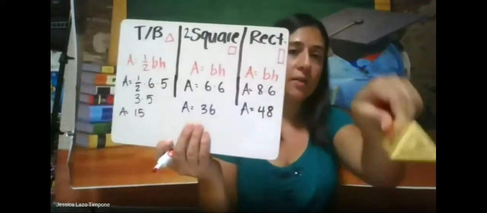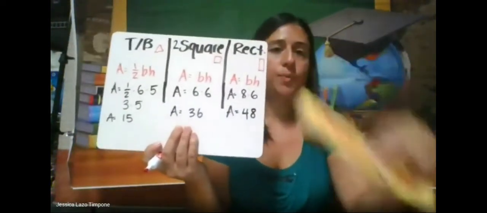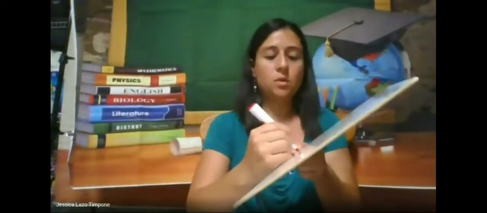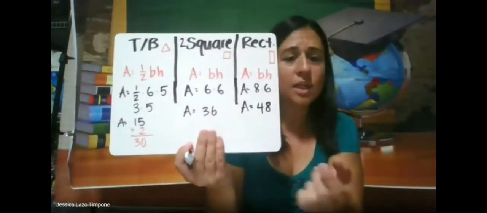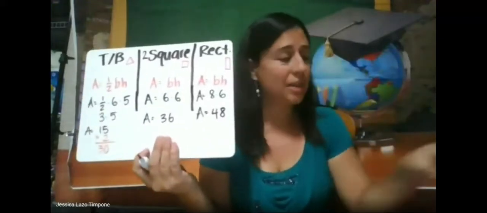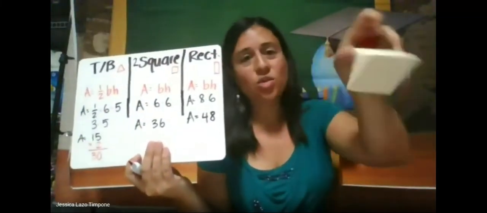Then I'm going to multiply it by how many I have. So how many triangles did I have? I had 1 and 2. So I'm going to do 15 times 2, which is 30. Then I'm going to do 36 times, well, how many squares did I have? I just showed you this. That's not what it is. It's this. I had 2 triangles.